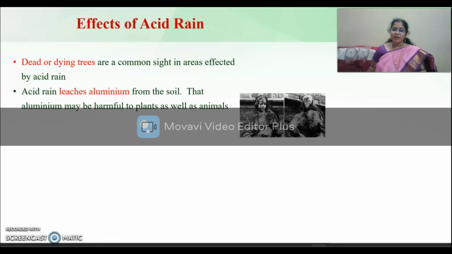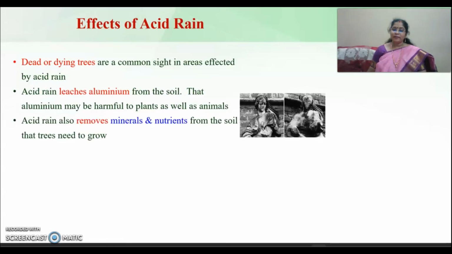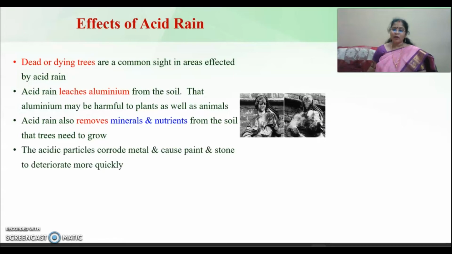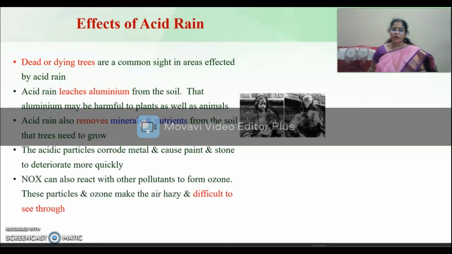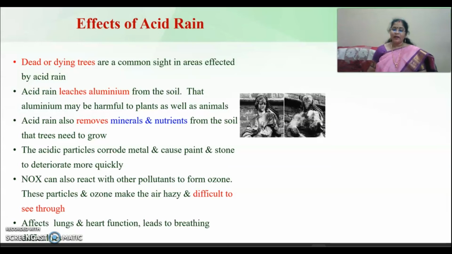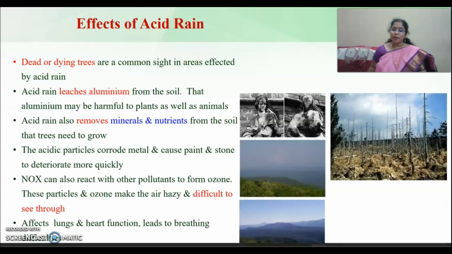Dead or dying trees are a common sight with acid rain, and acid rain causes a lot of erosion in monuments. Acid rain also removes minerals and nutrients from the soil, and the acidic particles corrode metal and cause paint as well as stone to deteriorate more quickly. It is also difficult to see through because of acid rain, and it affects the lungs and heart function and leads to breathing problems.